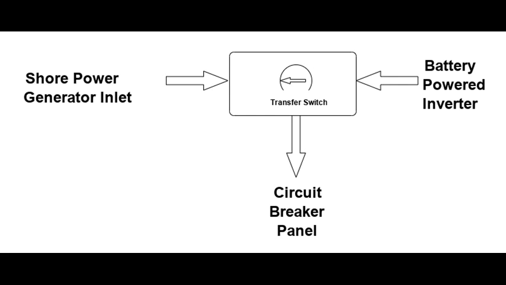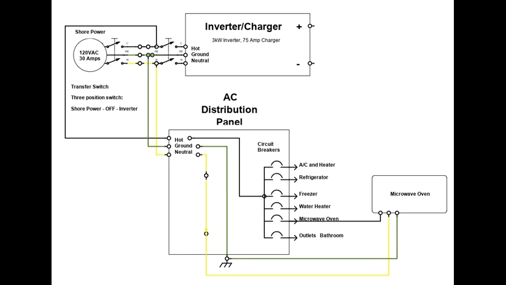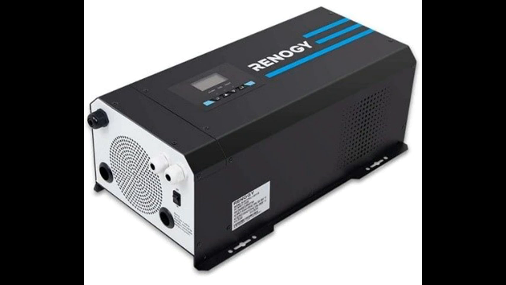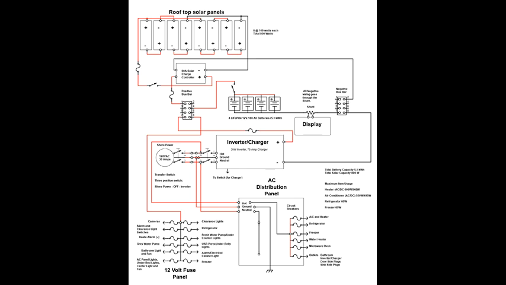Remember, every circuit includes a hot line, neutral line, and a ground line. Some battery-powered inverters include an internal charger that allows you to charge your battery pack from a generator, inverter, or the grid. Here's a sample of an off-grid power system schematic showing your solar panels, your solar charge controller, your battery pack, an inverter, transfer switch, your 12-volt fuse panel, and your AC distribution panel.